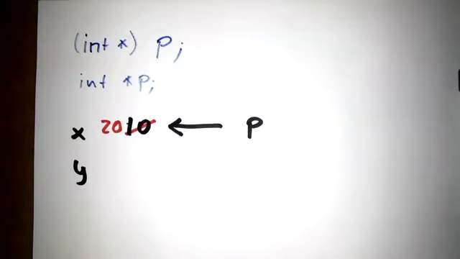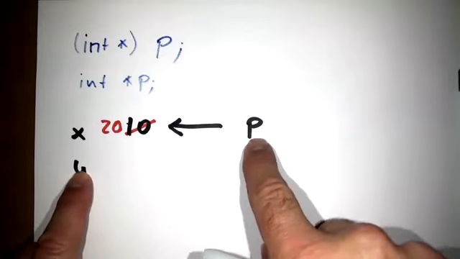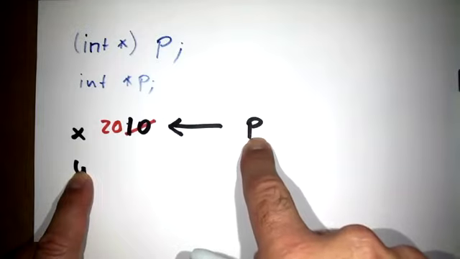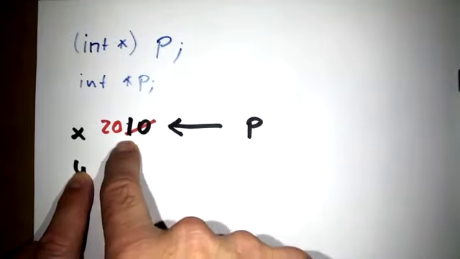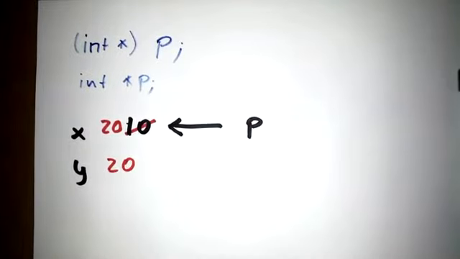When we then say y equals star P, what would be the effect? It means that y does get the value of wherever P points to. And P points to 20. So y equals star P has the effect that y now also gets the value 20. So you see how you have to read very carefully what's going to happen here. You could also have said y equals x. This would have had exactly the same effect. Y equals star P also means that y now has the value 20.